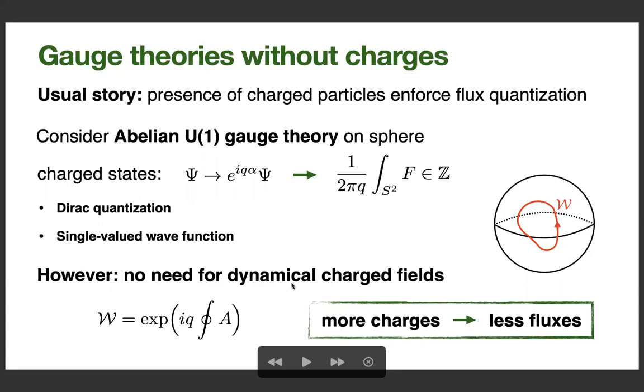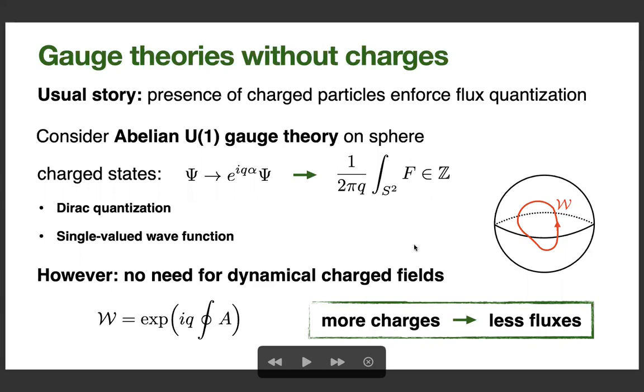So in a sense, the take-home message from this slide is the more charges you have in your line operator spectrum, the less fluxes are allowed, right? So the more charges, meaning the smaller values of Q you allow here or here, the larger the fluxes will be.